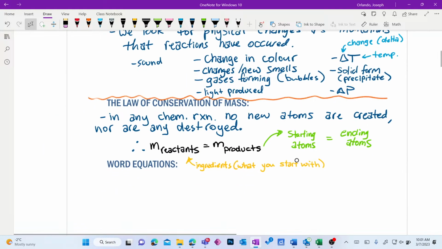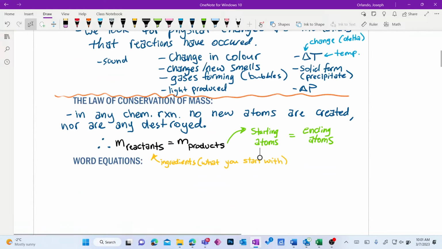So let's talk reactions. Often we will do what we call a word equation. This is just a description of the reaction.